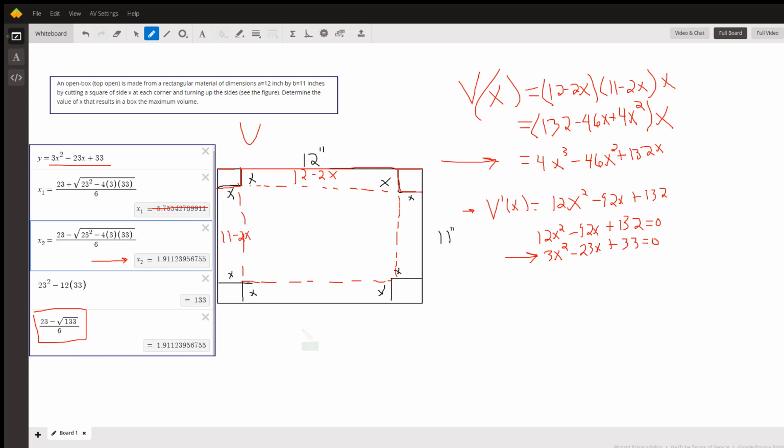And you technically should take the step to prove that this number is generating a maximum volume. You could do that by finding the second derivative and then plugging this number in to see if it gave you a negative result or a positive result. It should give you a negative result. Or you could apply the first derivative test. But I'll leave that to the watcher of the video.